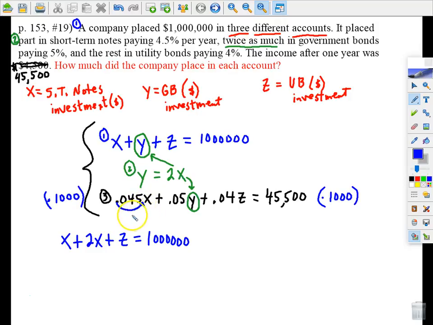This would be 45x. This would be 50y. And this would be 40z. And you're going to basically have 45,500,000. Okay. So let's just use, some people today wanted me to work this system out with this equation. So let's just use it instead. All right, so this will be our number 3.